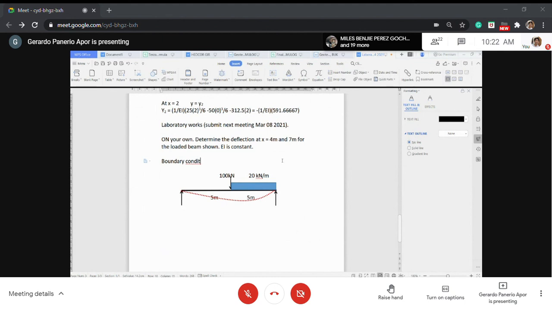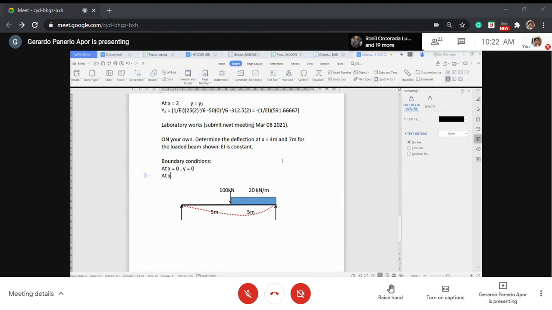You can use this in solving the constant, no? So at x equals 0, y is also equal to 0. At x equals 10 meters, y is again 0. There's no way that you can determine that dy/dx equals 0. Why? Because you do not know where the slope of 0 occurs.